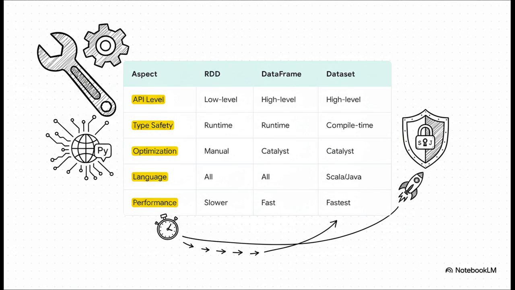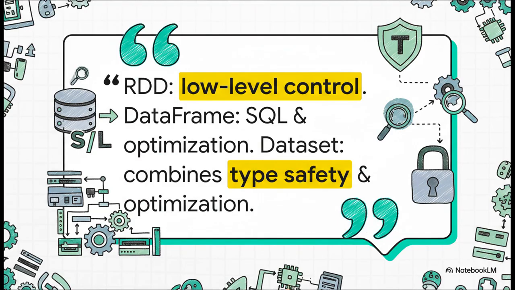And you might wonder, why are Datasets the fastest? Well, it's because their special encoders know the exact shape of your data, allowing for hyper-efficient storage and processing that can even beat the more general optimizations of Catalyst. This quote sums it all up perfectly. Seriously, think of this as your go-to interview answer. RDD is all about low-level control. DataFrame is the optimized, SQL-friendly standard, and Dataset adds that amazing type safety and the ultimate performance boost on top, but only for Scala and Java.